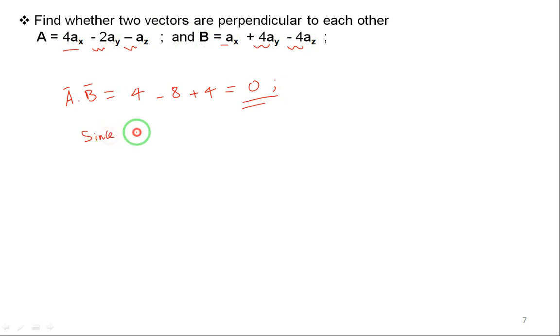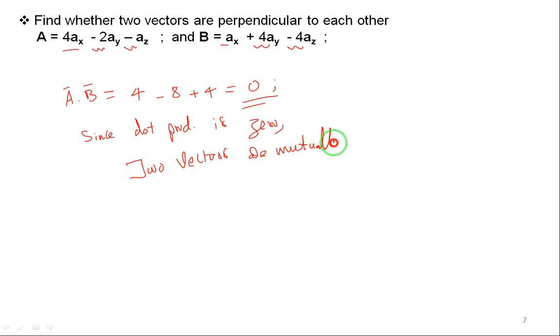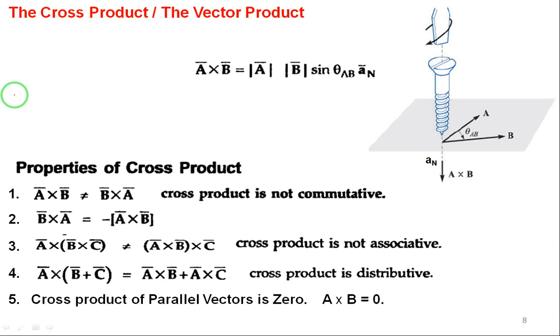Since the dot product is 0, two vectors are mutually perpendicular to each other. Yes, fine. If I don't get 0, I will write: since the dot product is not 0, the two vectors are not mutually perpendicular to each other. I have to write that statement.